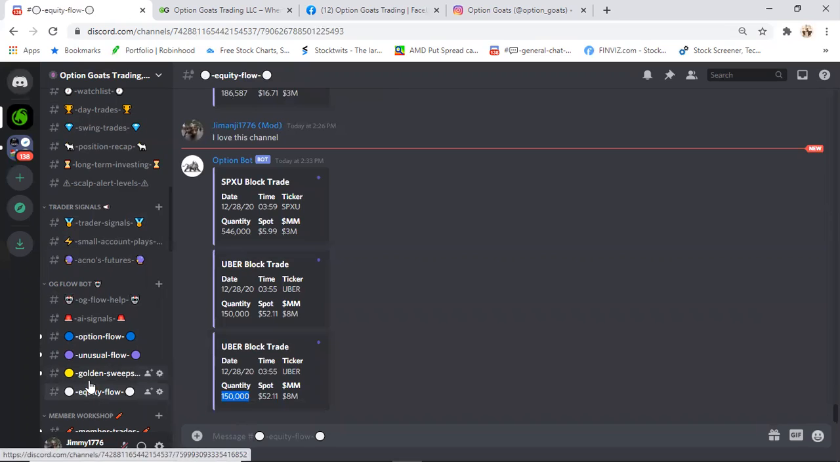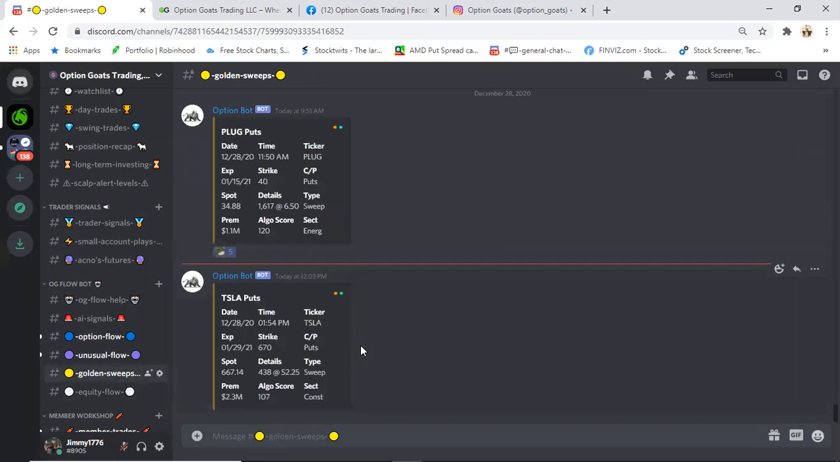If we go to Golden Sweeps, this will pick up big, big money in puts or calls, in options. This one is showing the 670 strike for the expiration in January. It was the Tesla 670 puts. Somebody bought or sold 438 of them at a little over 5,000, which makes 2.3 million. That's a lot of money. That is definitely something you would look at and say, oh my gosh, something is going to happen with Tesla. Tesla's always going up or down.